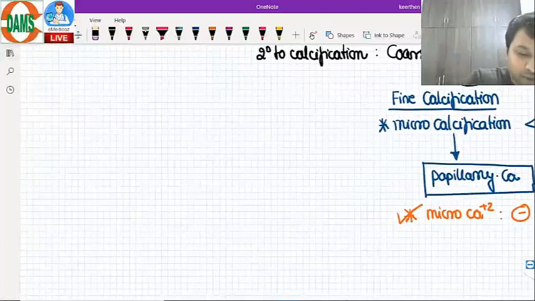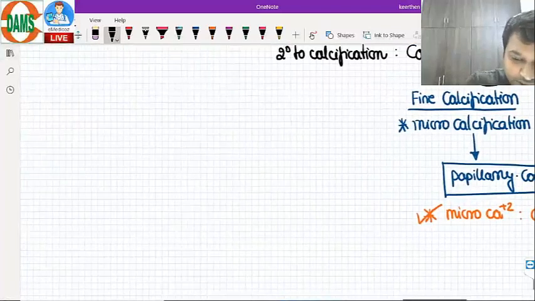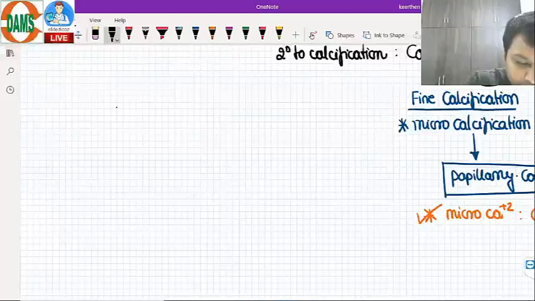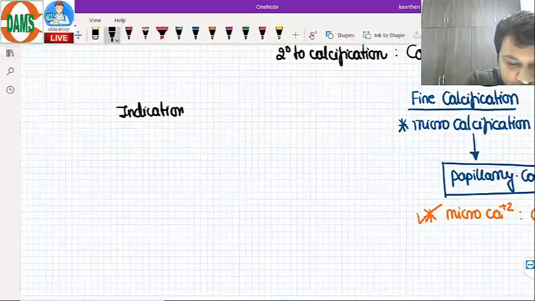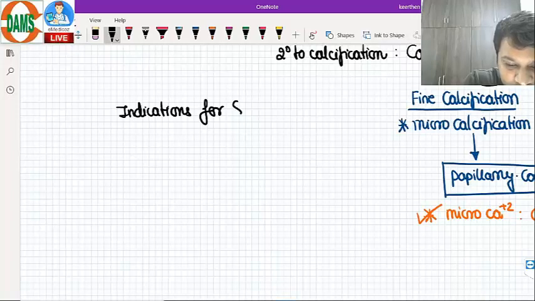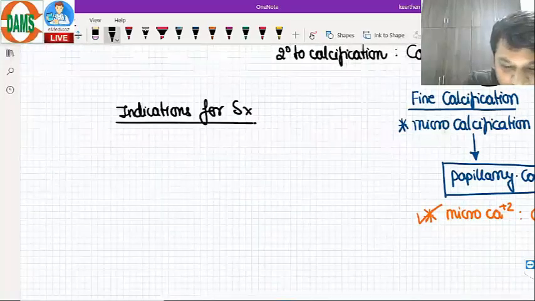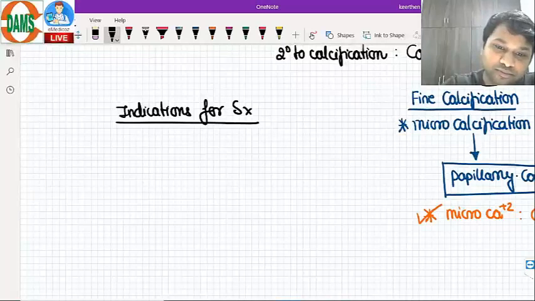Now talking about the indications for surgery in the patient of goiter. What are the indications for surgery in a patient of multinodular goiter?